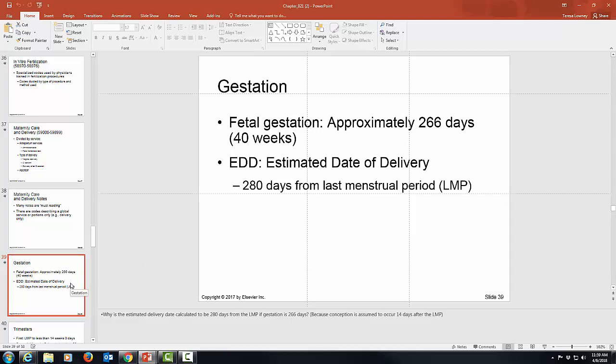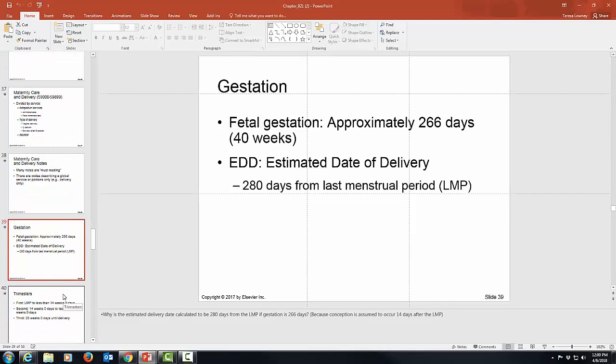Gestation. The fetal gestation is approximately 266 days or 40 weeks. There's a great chart on the bottom of page 585 in your textbook. So it assumes the delivery date to be calculated 280 days from the last menstrual period. If gestation is 266 days, it's because conception is assumed to occur 14 days after the last menstrual period. The 266 will be the more common thing that you'll worry about.